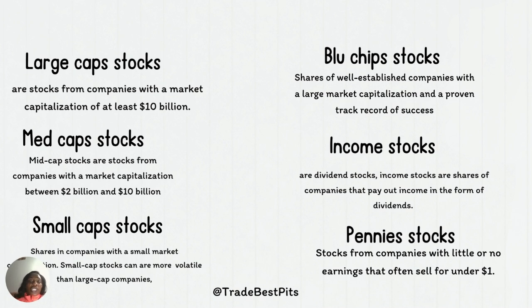Blue chip stocks are shares of a well-established company with a large market capitalization and a proven track record of success. We could have companies like Amazon, or Johnson and Johnson. Companies like that have a large market capitalization, but Johnson and Johnson is probably more stable, more of a well-established company. Apple is a very good one to talk about. Facebook, and Google actually. Apple and Google would be really good ones to talk about.